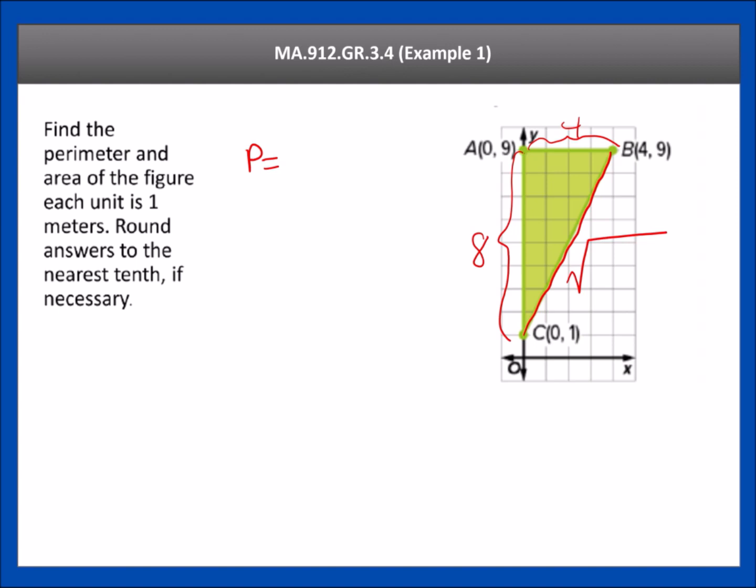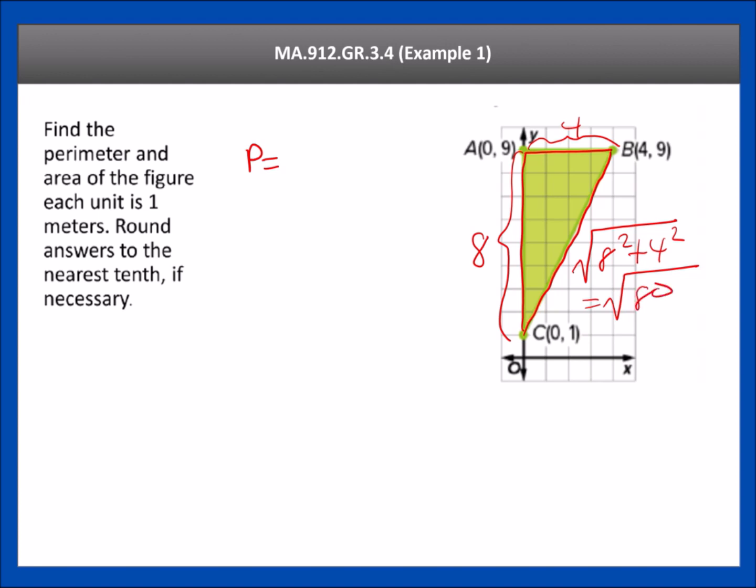So that's the square root of, well, first you're going to need to count it. How much does it go up and over? Well, we know it goes up 8 and over 4 because we just counted that. So this is going to be the square root of 8 squared plus 4 squared. 8 times 8 is 64, plus 16. If we add that together, that's 80. So this is going to be square root of 80.